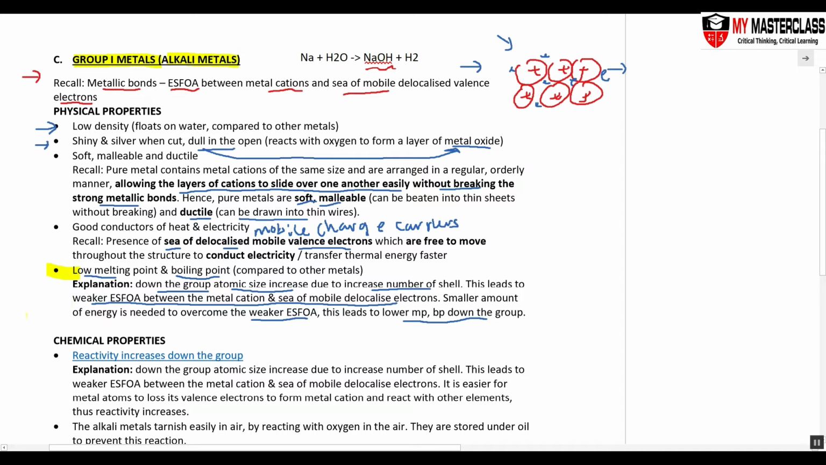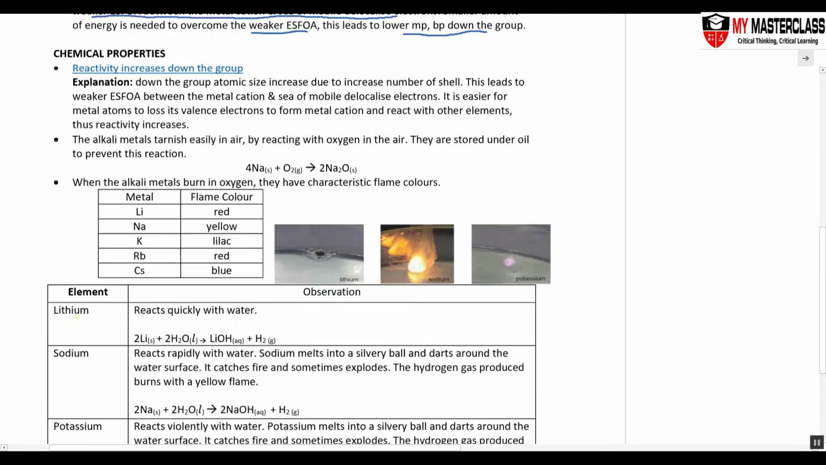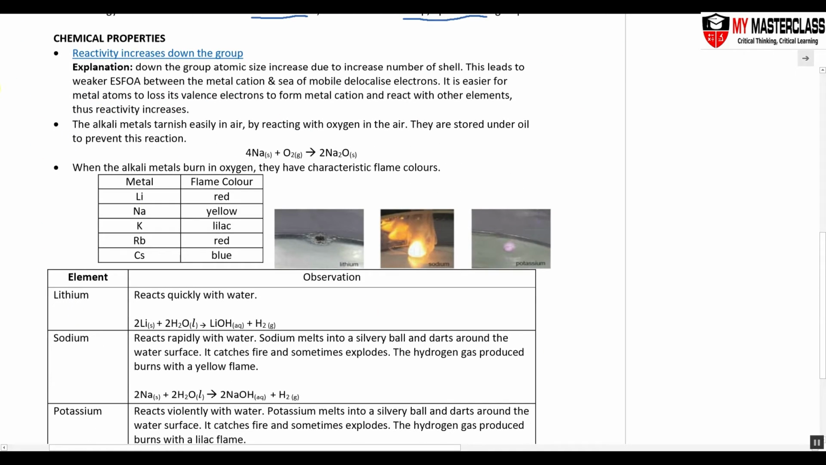So these are all your physical properties. Let's look at the chemical properties. For chemical properties, essentially this is how reactive your group 1 metals are and what the trend is. So reactivity will increase down the group. Same explanation: atomic size increases because there's an increased number of shells, period 1, period 2, period 3. There's weaker electrostatic force of attraction between the cation and sea of delocalized electrons. Your ESFOA is between what and what? We have to write it exactly as it is.